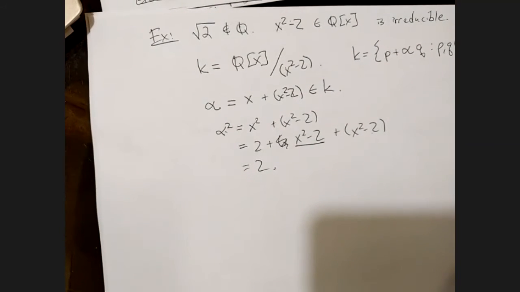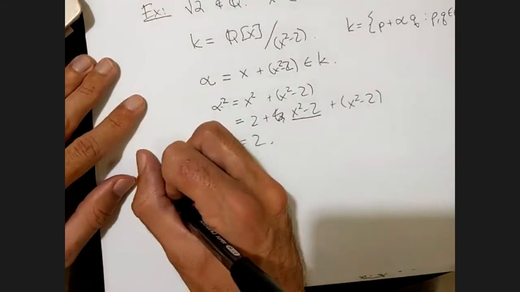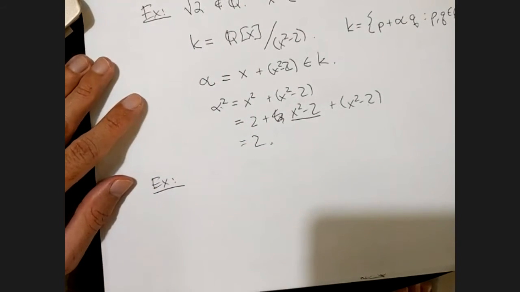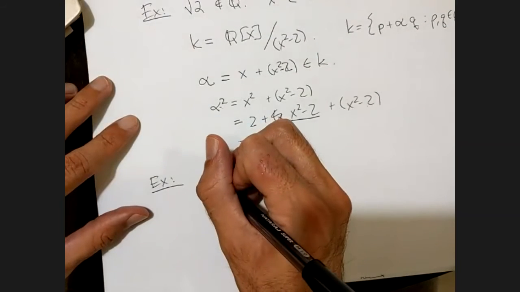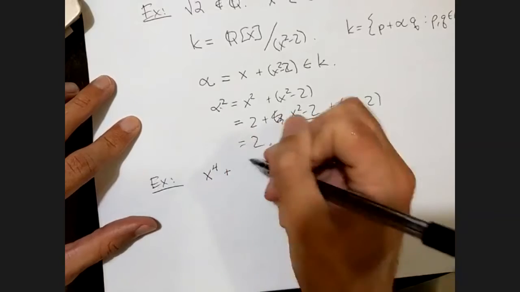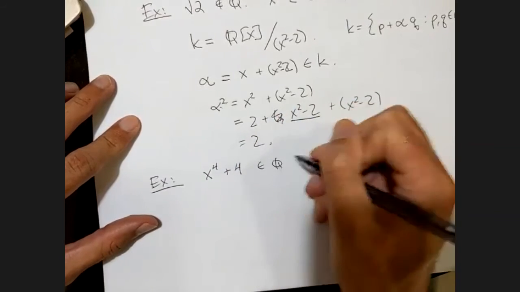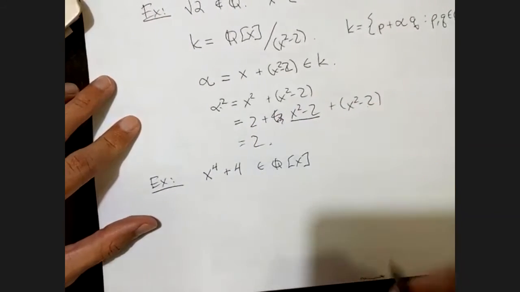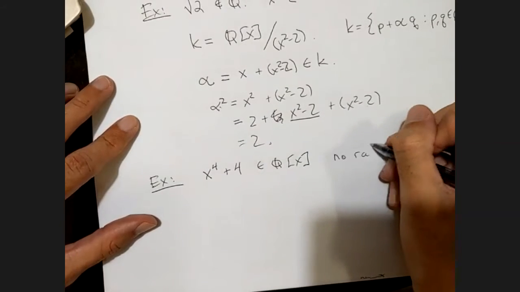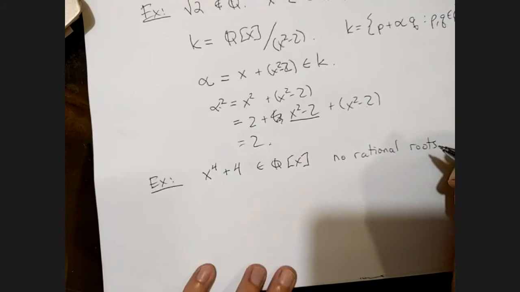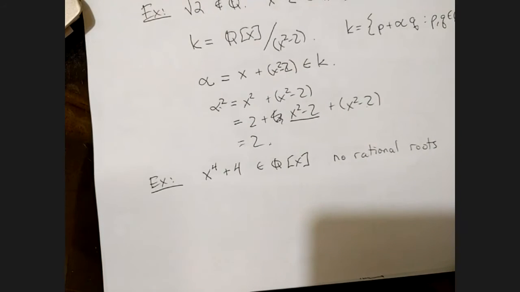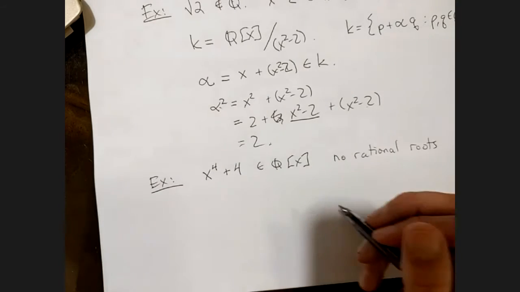It's not always true that having no roots means that you're irreducible. For example, you can have a reducible polynomial that has no roots. You look at x to the fourth plus 4. This is a polynomial with rational coefficients that has no roots. Okay, sorry. Right, so we have no rational roots, but you can actually find a factorization.